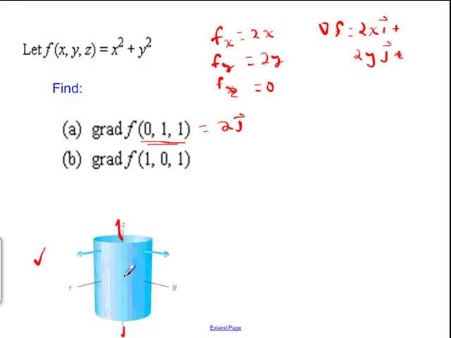So we see that here at point 0, 1, 1, we get this 2j, and this is this vector 2j right there, pointing in the j direction. And at the point 1, 0, 1, at this point here, our gradient vector is going to equal 2i plus 0j plus 0k. And so we get this vector 2i coming out.